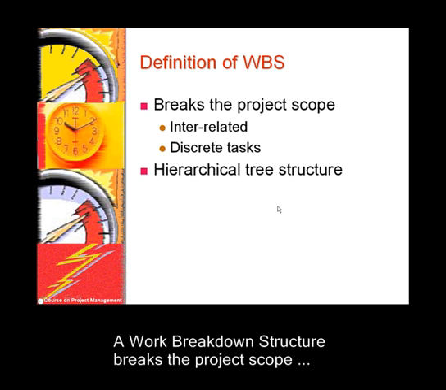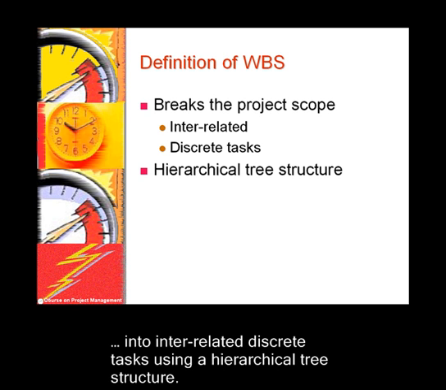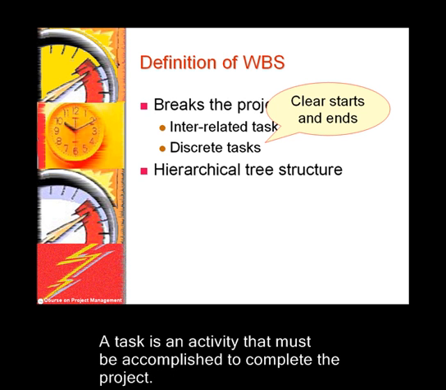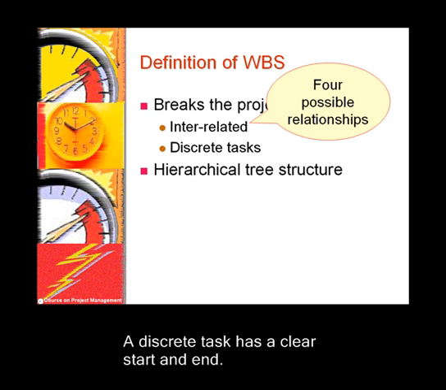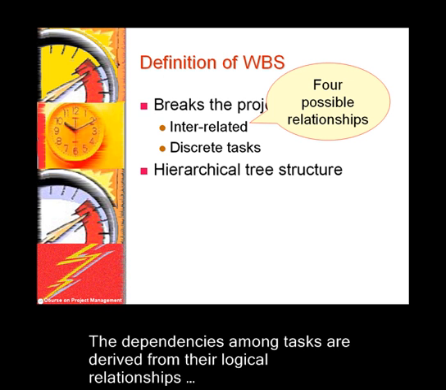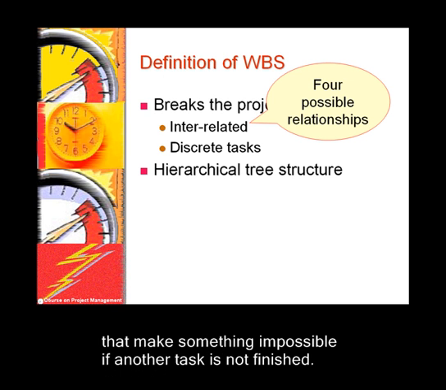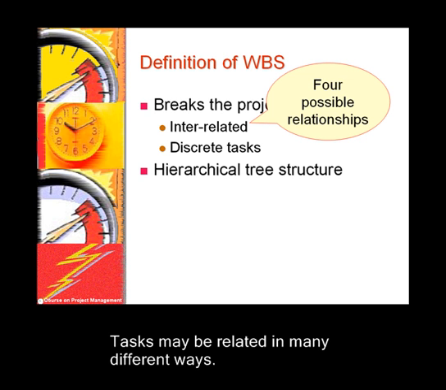A work breakdown structure breaks the project's scope into interrelated discrete tasks using a hierarchical tree structure. A task is an activity that must be accomplished to complete the project. A discrete task has a clear start and end. The dependencies among tasks are derived from their logical relationships that make something impossible if another task is not finished. Tasks may be related in many different ways.